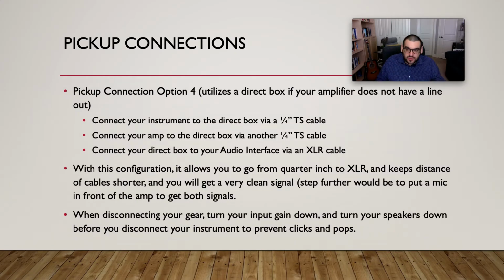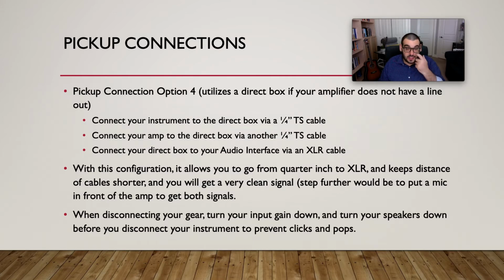Now, the next one that we're going to look at, option number 4, utilizes a direct box if your amplifier does not have a line out. The newer amps do, but some older amps, or amps that people have had for a long time, or perhaps an amp that you pick up at a garage sale, might not have a line out that can go directly to your audio interface. So using a direct box can actually help with that process.